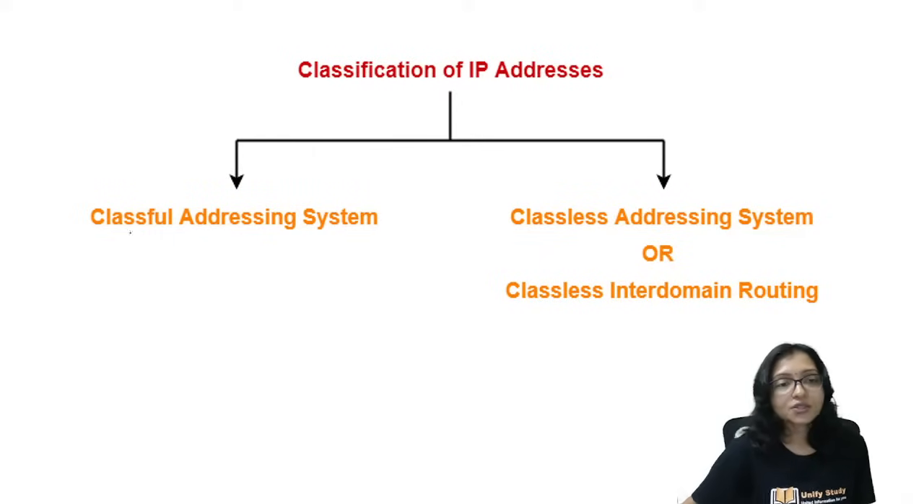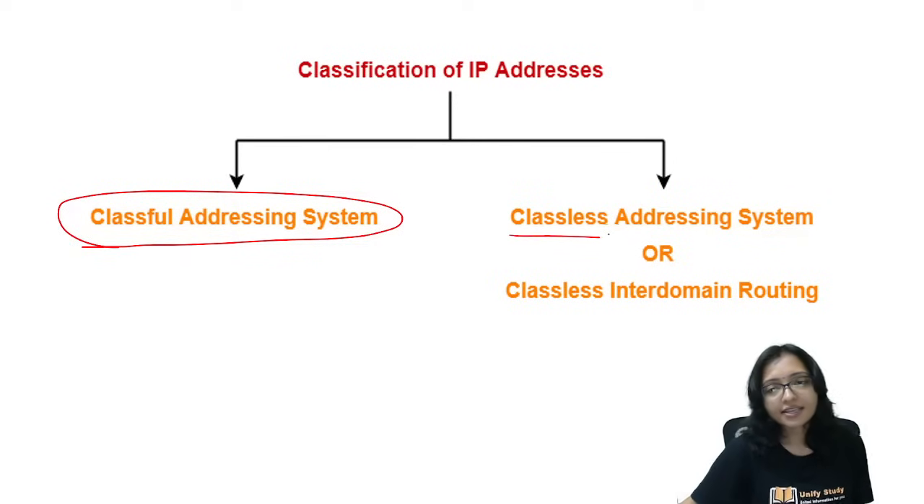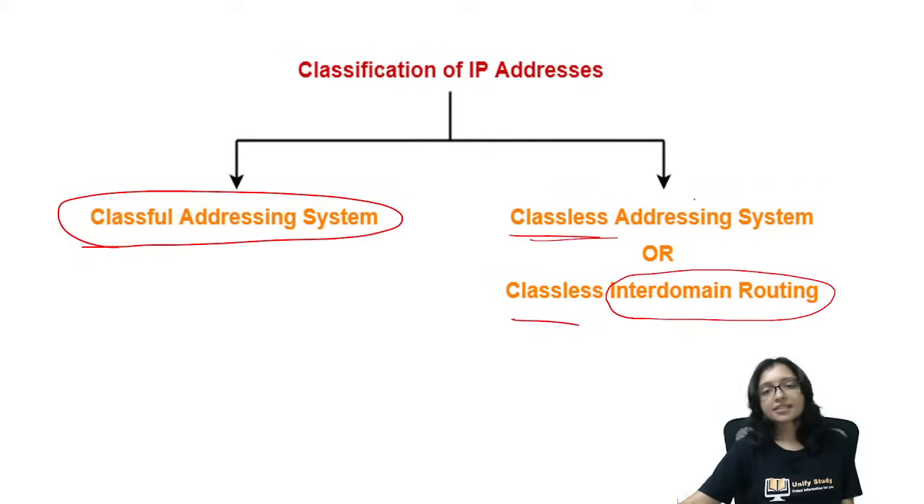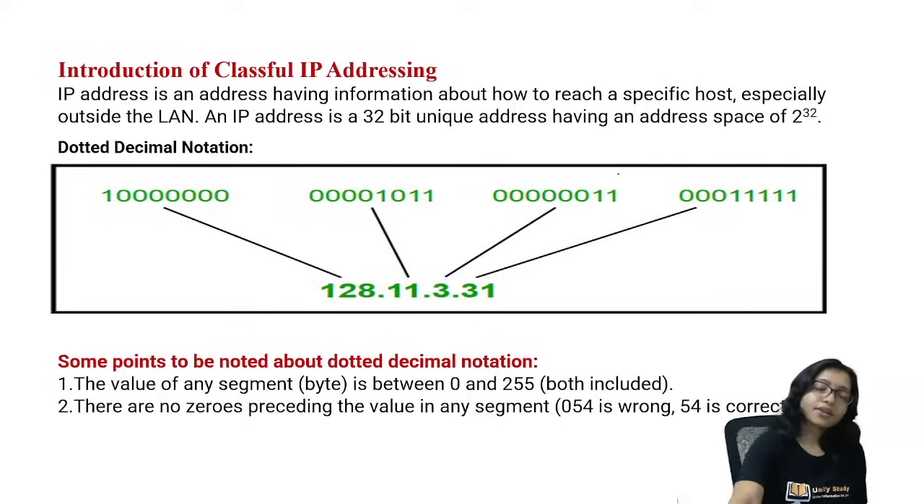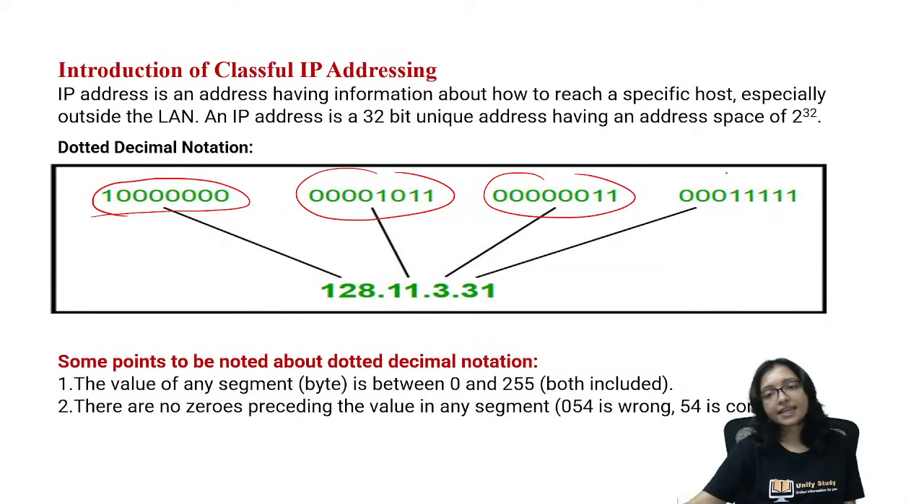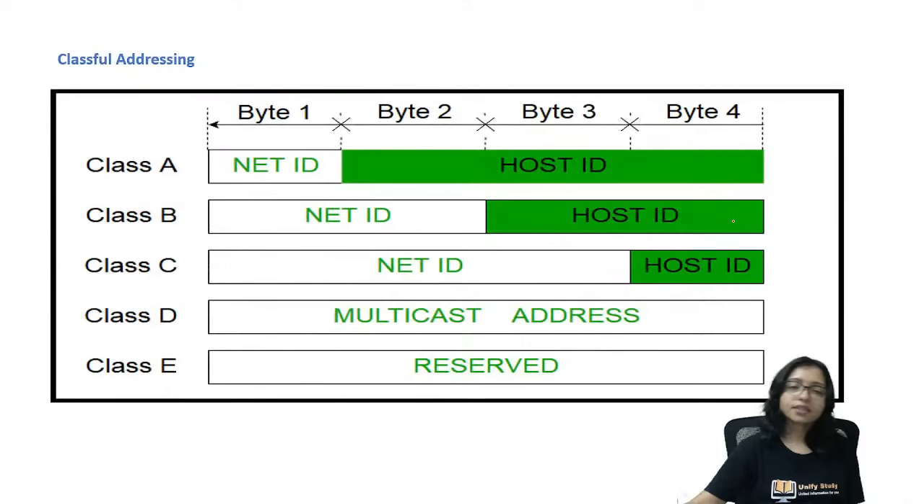Okay, so there are two types of addressing, classful addressing and classless addressing. Classless is inter-domain routing, classless routing, right? For classful addressing, you have to remember only that you are doing it this way: 8 bits, 8, 8, 8, total 32-bit data is here.